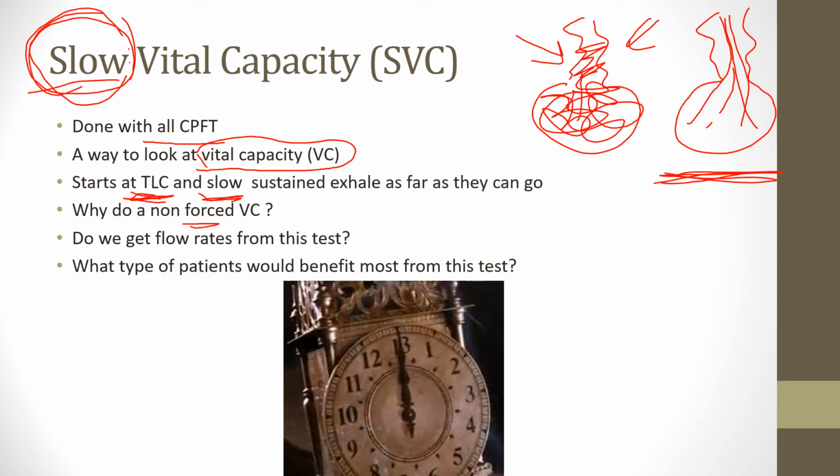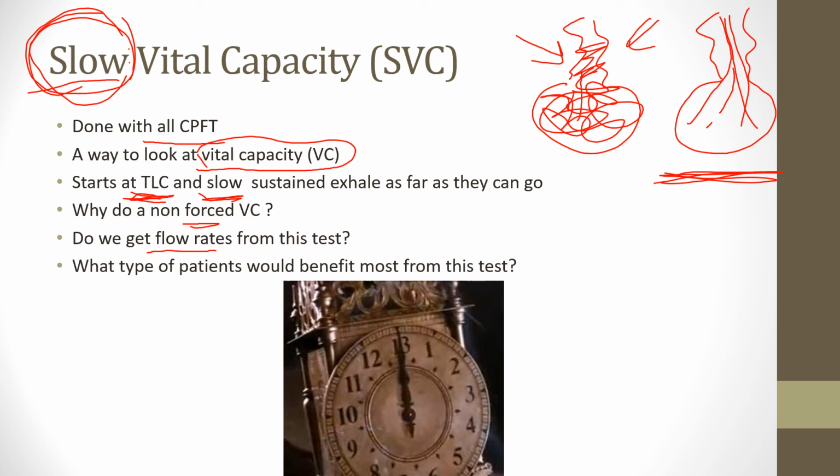A forced vital capacity is where the patient exhales as fast and as hard as they possibly can, like they're blowing out candles, right? Really fast, really hard. That's to look at flow rates for obstructive disorders. This one's to look at volumes, okay? So slow vital capacity is a great way to look at volumes, especially for someone that has an obstructive disorder. Do you get a flow rate from this test? Remember, a flow rate by definition is volume over time. So how much over time? So no, this is not a test you get flow rates from. This is a test you're getting volumes from.